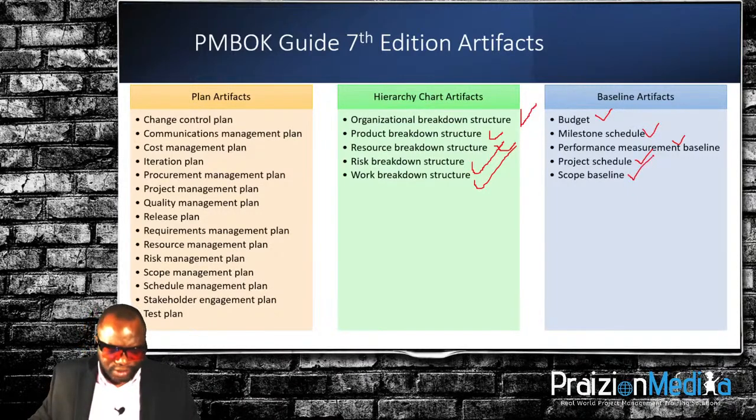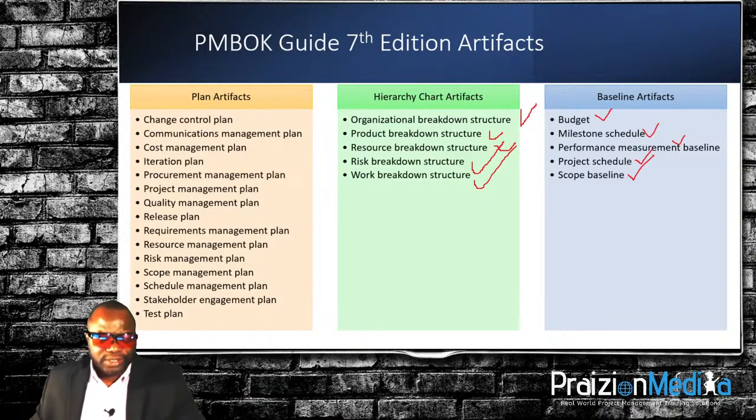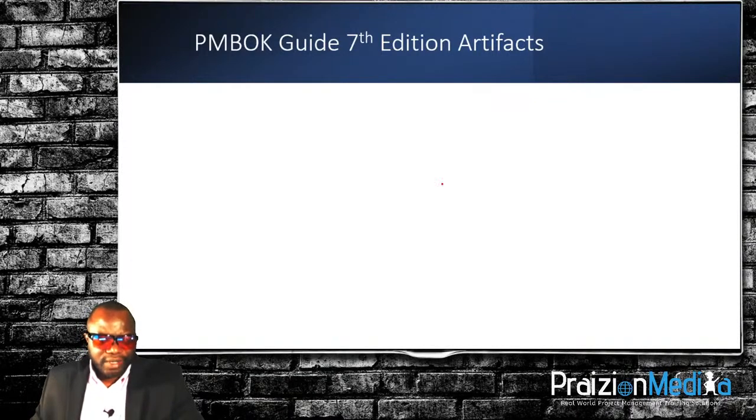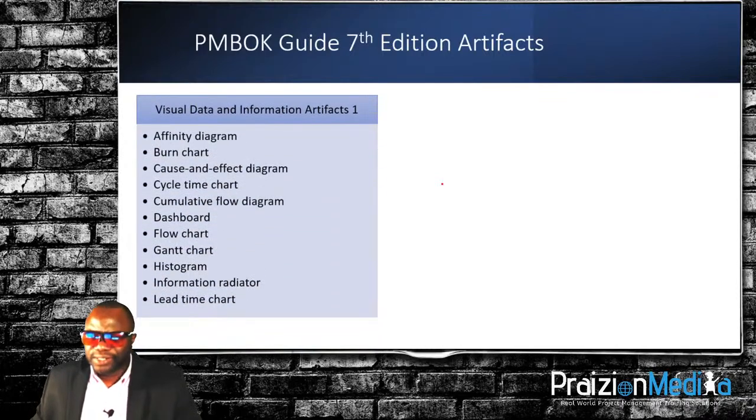Last but not least, we have the scope baseline. The baseline is the approved version of a scope statement, work breakdown structure, and its associated WBS dictionary. In other words, WBS dictionary, and project scope statement. Let's move on to the next one here. This is going to go quick.